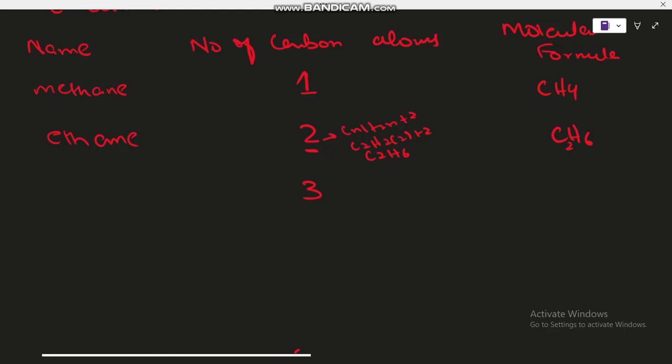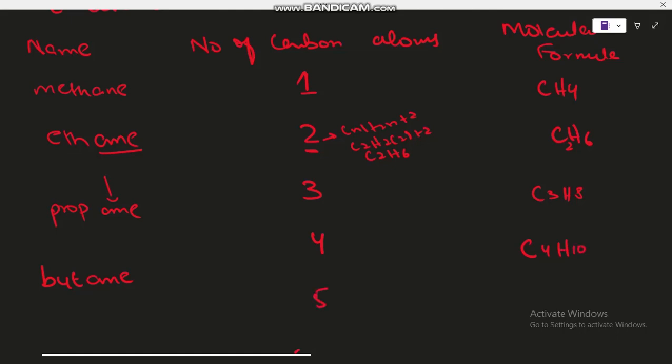When we have three carbon atoms, the prefix part is called prop. The ane here of course comes from the homologous series of alkanes, and the formula then becomes C3H8. Now you should be able to figure out the general formula and plug it in by yourself. For 4 carbon atoms, the prefix is called but, the homologous series is ane, and here you'll have C4H10.